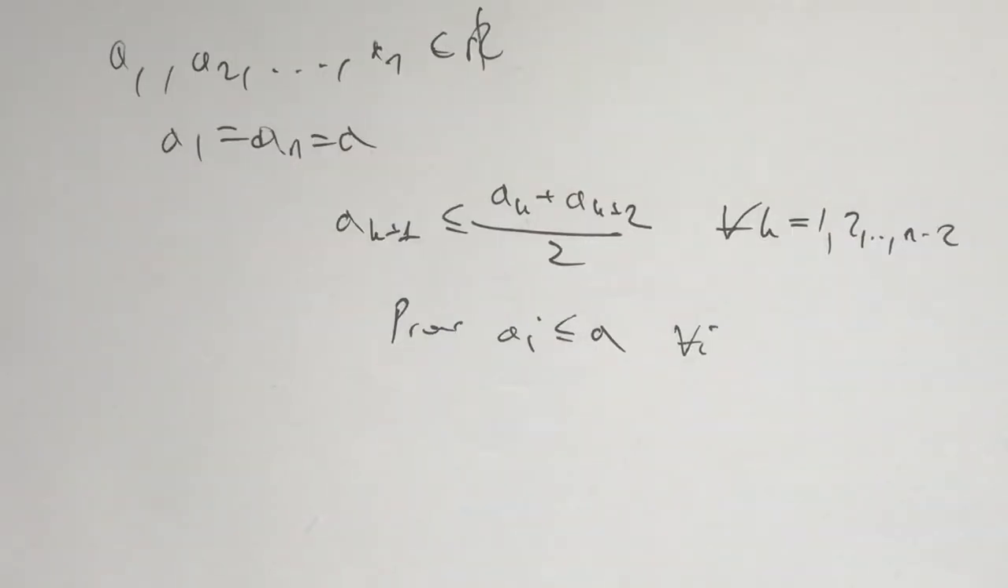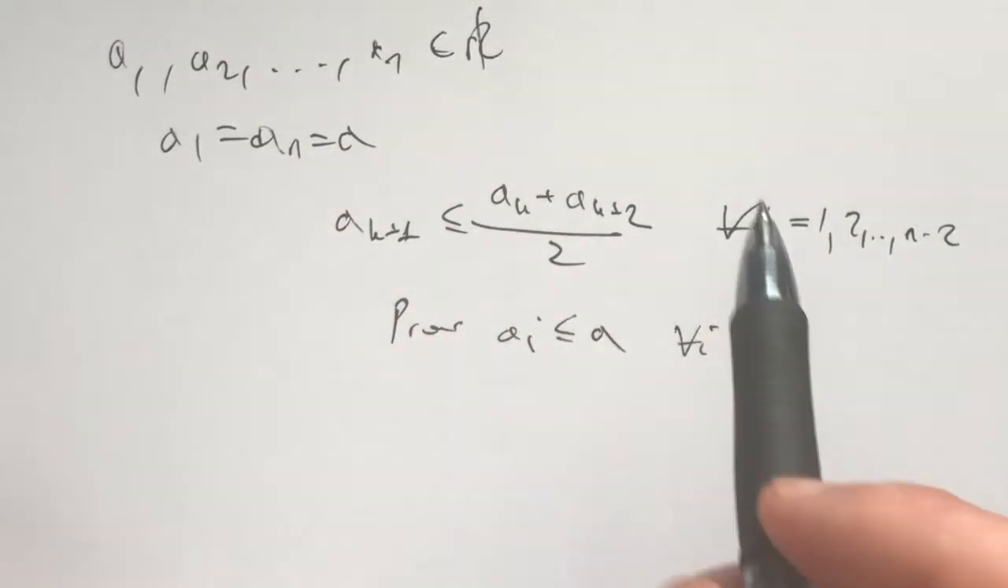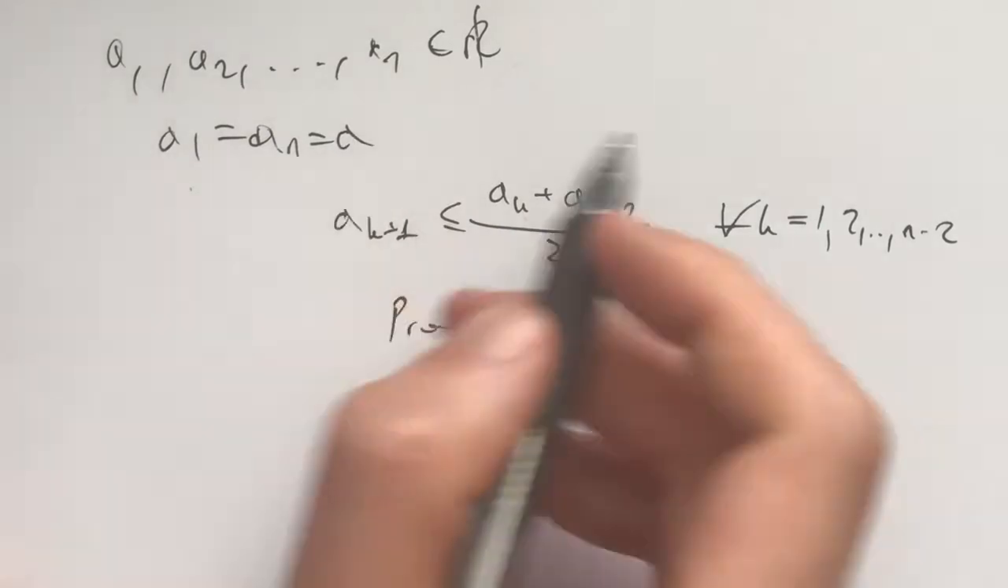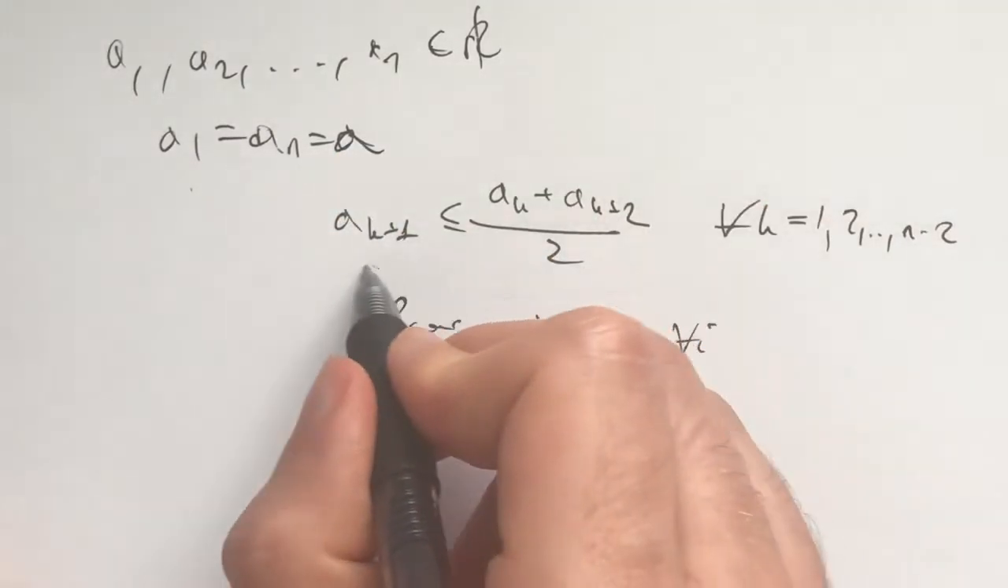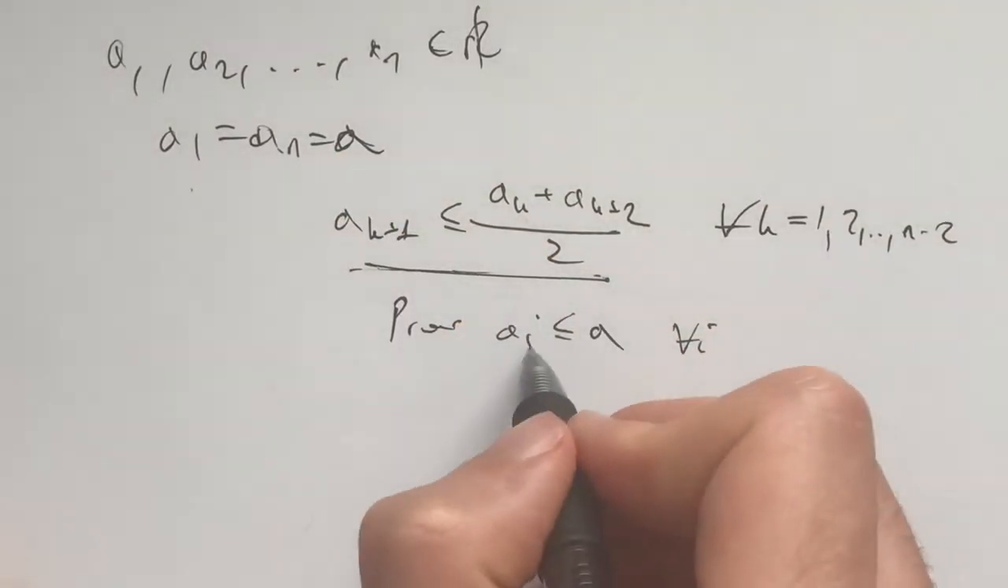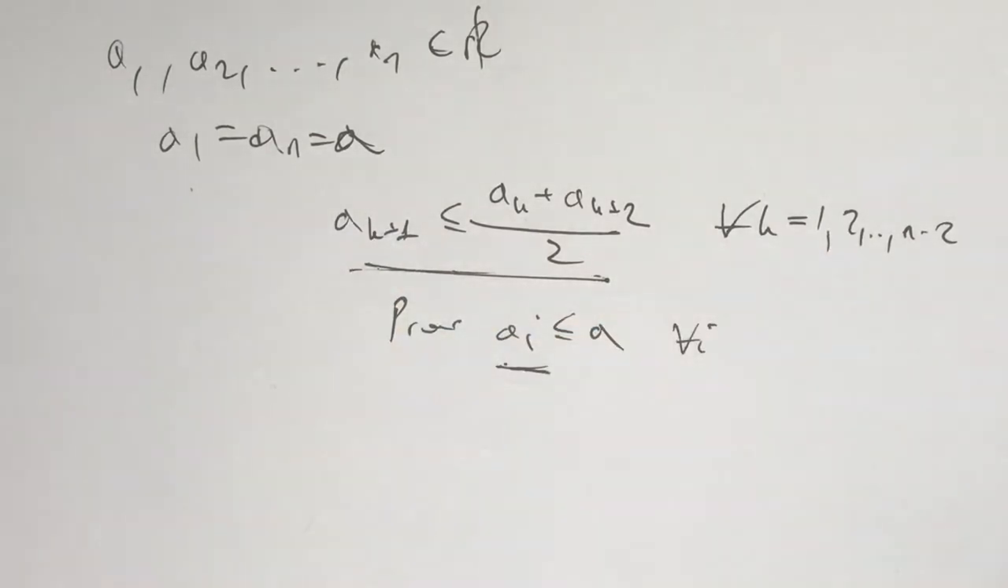So this is the problem setup. We have n real numbers, the first and the last one being equal to some constant a, and this condition holding. And we need to prove that every number is less than or equal to a.